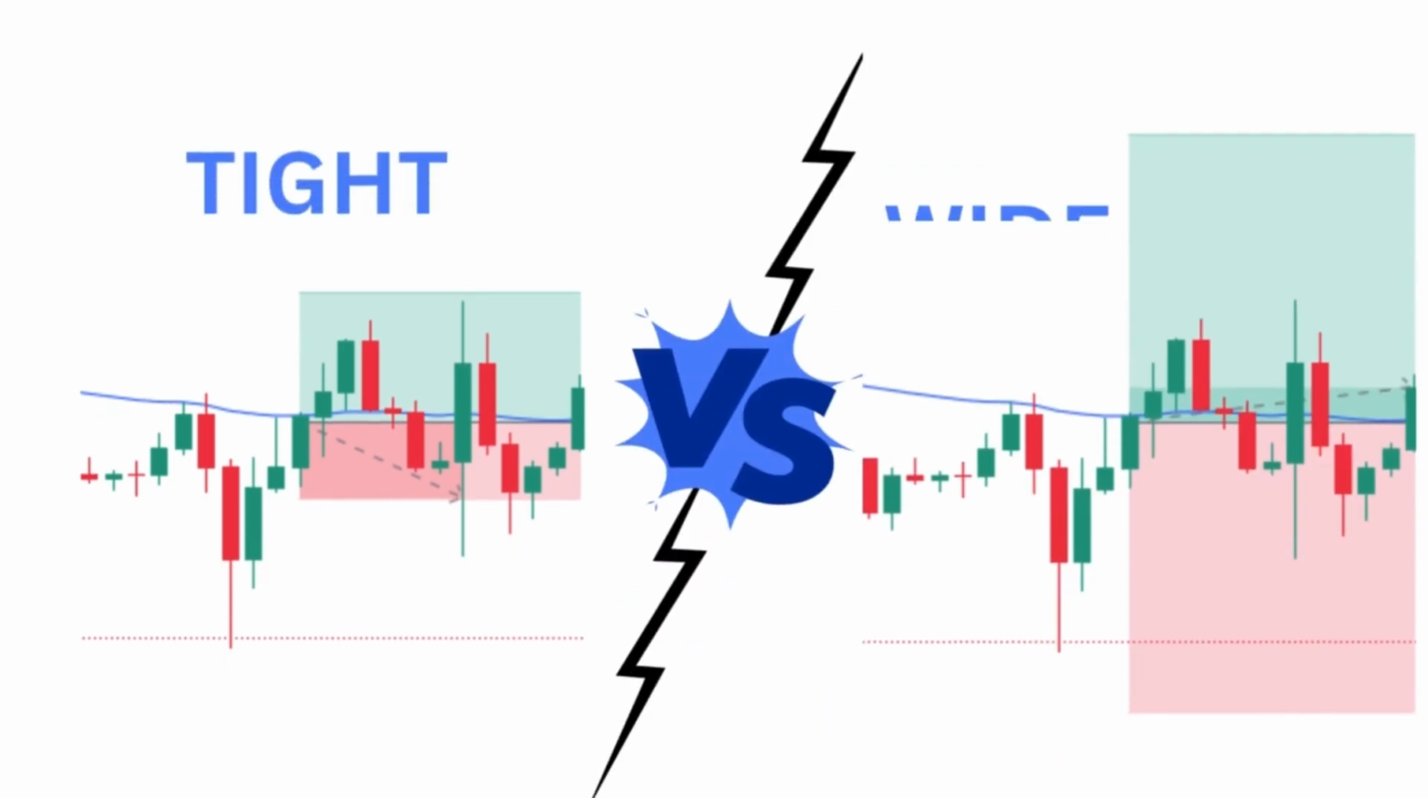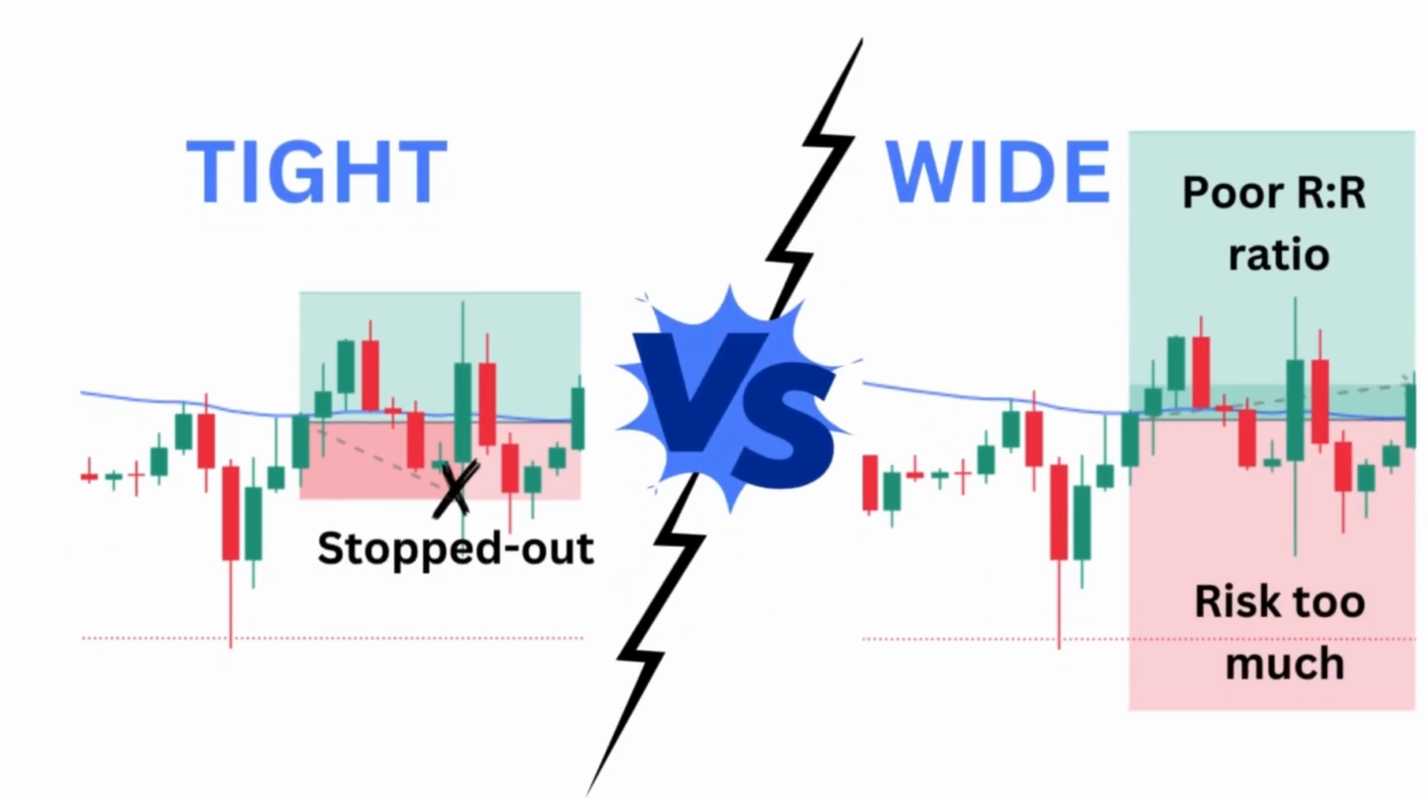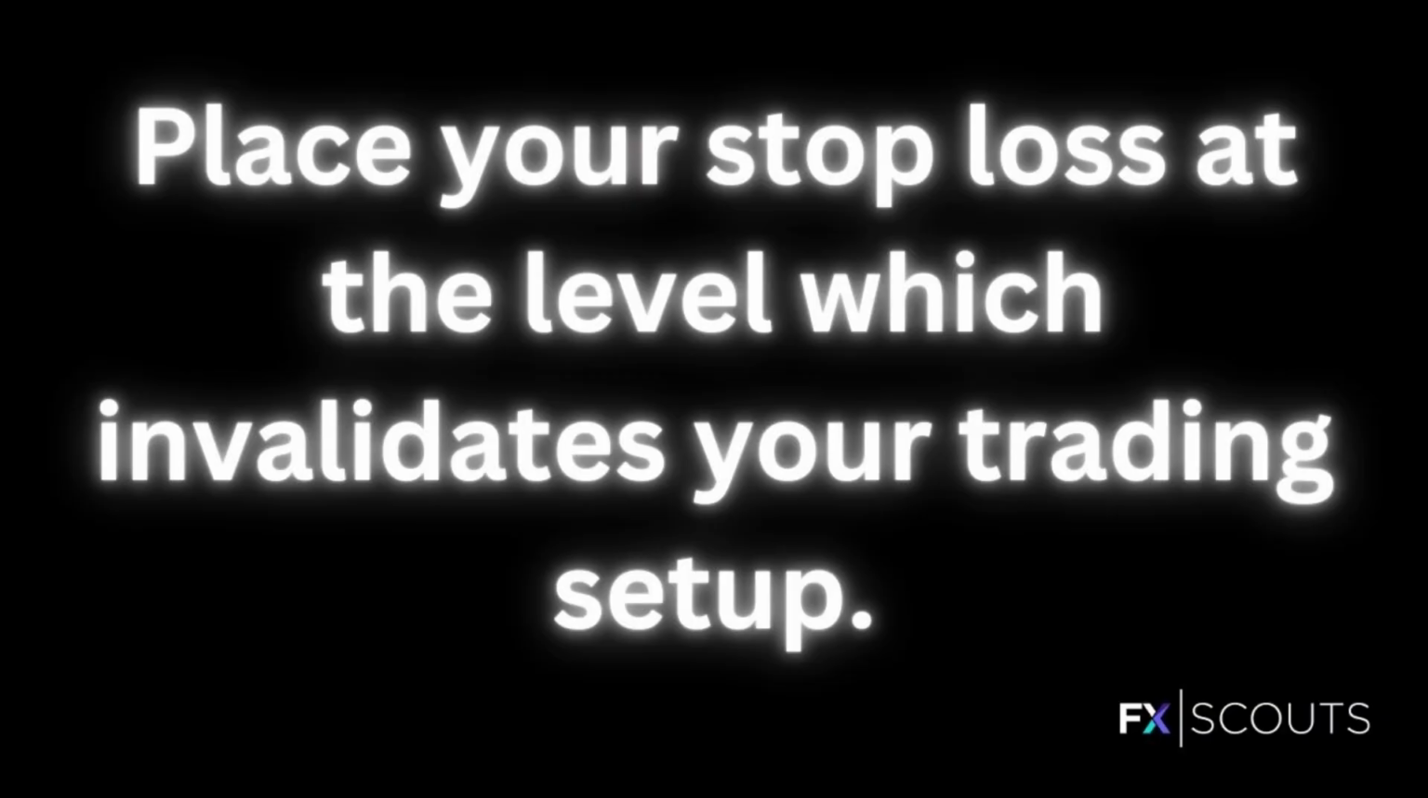Alright, now when it comes to setting stop losses, you don't want to set your stops too tight because obviously it means that you're going to be getting stopped out a lot. But also you don't want to set your stop losses too wide because of course you'll be risking more money and you might mess up your risk to reward ratio. So there's one technique that I swear by, and it's based on a simple yet very powerful concept. You should place your stop at the level which invalidates your trading setup. I know this might sound complicated, so I'm going to break it down for you.